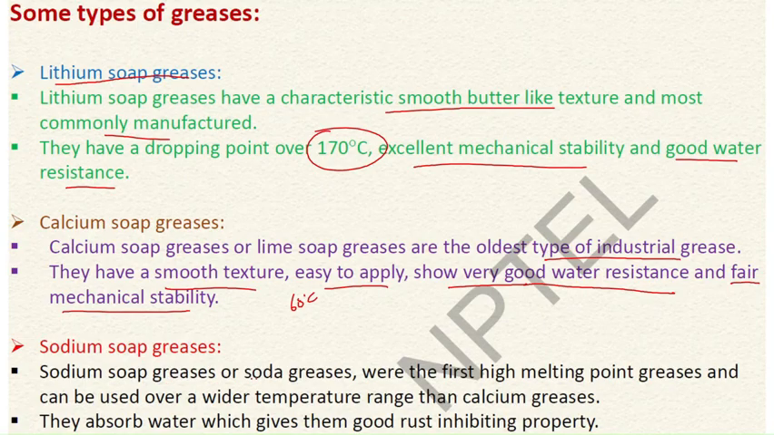Sodium soap greases or soda greases were the first high melting point greases and can be used over a wider temperature range than calcium greases, and they absorb water which gives them good rust inhibiting properties.